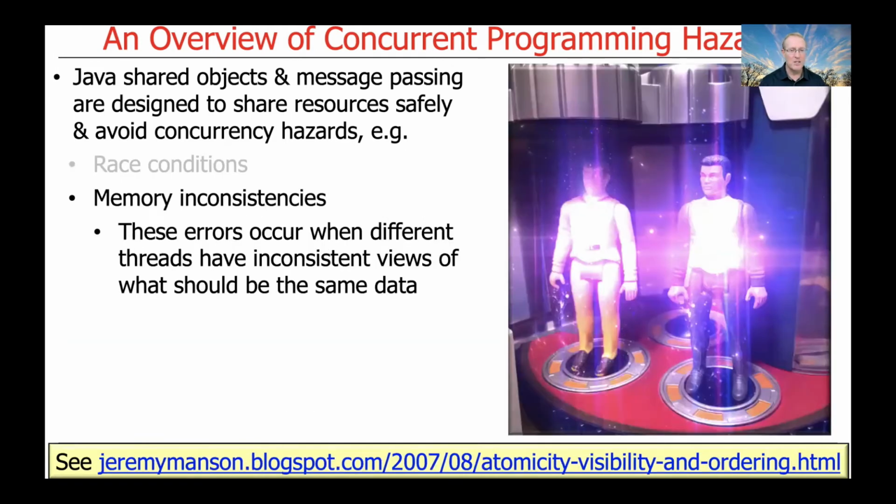Another common concurrency hazard you can run into when you're doing concurrent programming in Java are things known as memory inconsistencies. And these types of errors occur when different threads have inconsistent views of what should be the same data. This typically arises due to the way that modern multi-core processors do aggressive caching. And unless you do something to the contrary, like use a synchronizer, these caches aren't flushed. And therefore, you can end up with inconsistent views of memory that should be seen in a common, consistent way.